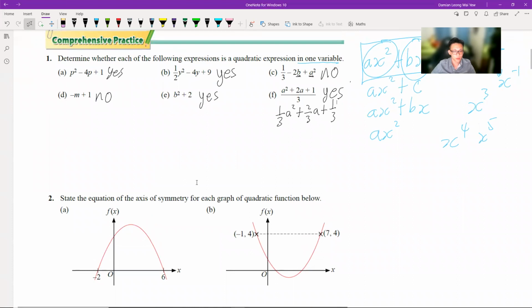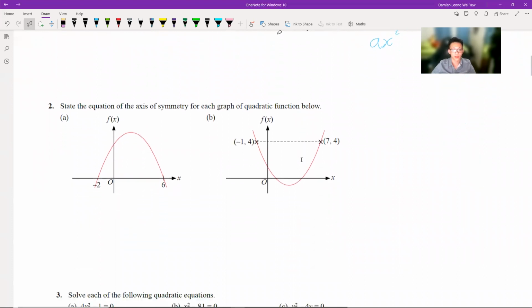State the equation of the axis of symmetry for each graph of quadratic function below. I want the equation of axis of symmetry. Okay. So see, if we're given the roots, or we're given a point at the same height, it's very easy to find the axis of symmetry.